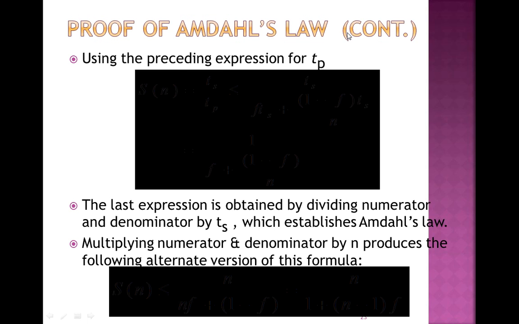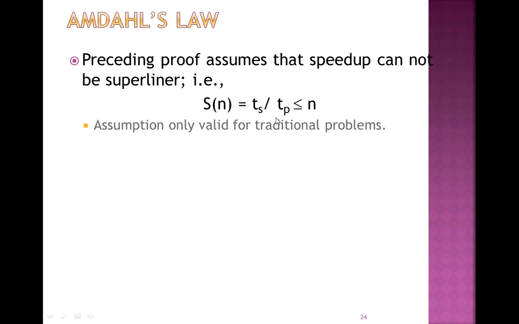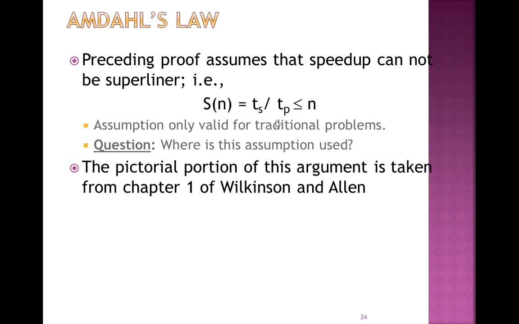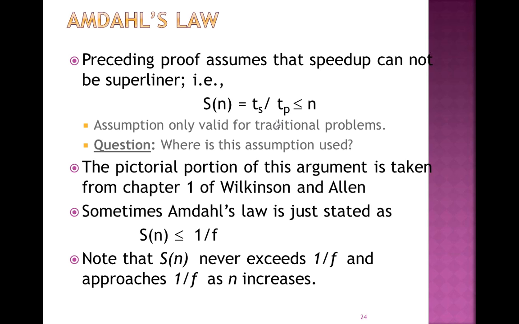This is the proof of Amdahl's law. This is the proof that we have discussed in the last class. These are the questions. Where is the assumption? The assumption is used by Williamson and Allen. This is Amdahl's law, that is 1 by f.